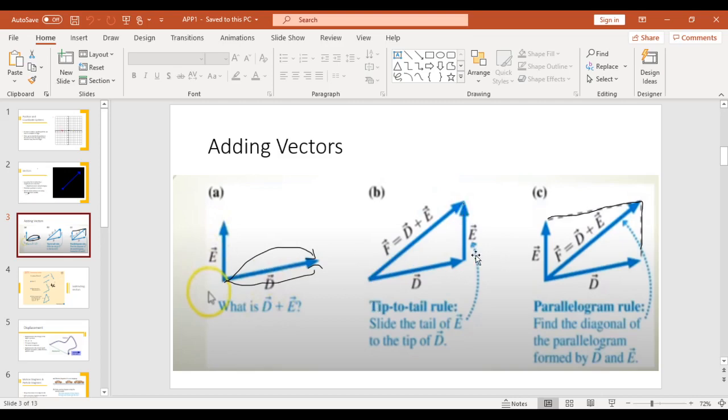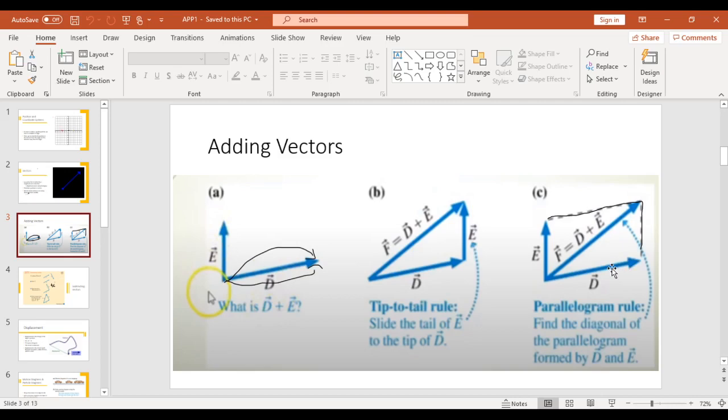Or you can make a vector that spawns from this point right here, right? You see how the vector E didn't actually move, it just stayed right there. And you can form the hypotenuse-like arrow from your origin, right? From this point right here, until you form a parallelogram.